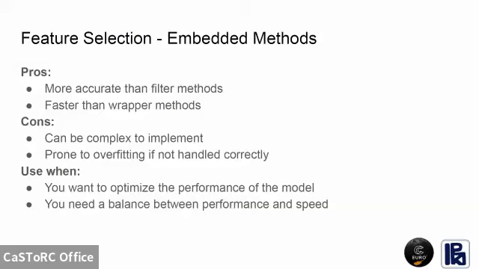With these methods, which are automatic, it's more accurate than the filter methods that we discussed in the beginning. It's faster than the wrapper methods, but it can be very complex to implement, and they're also very prone to overfitting if not handled correctly. It's guaranteed to optimize the performance of the model for the data you have. And then you have a balance between performance and speed in regard to the filter and wrapper methods that we discussed earlier.